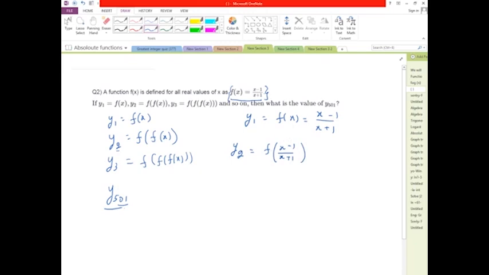What does the function do? It takes the input, subtracts 1 and adds 1, and puts them in the numerator and denominator. So we'll do the same thing here: x minus 1 by x plus 1, minus 1, by x minus 1 by x plus 1, plus 1.